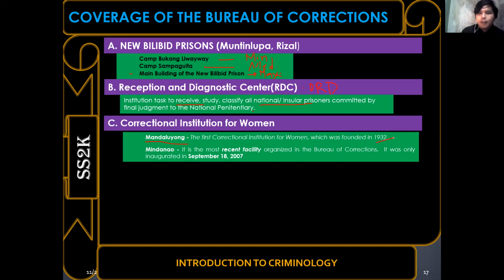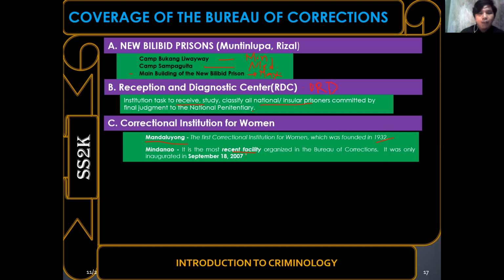Meaning to say, kapag ang babae na PDL, Person Deprived of Liberty, ay convicted ng more than 3 years na imprisonment at siya po ay taga-Luzon at Visayas, dinadala siya sa Correctional Institution for Women sa Mandaluyong. Pero kapag sa Mindanao naman, meron pong Correctional Institution for Women sa Mindanao. Now, it is the most recent facility organized in the Bureau of Corrections. It was only inaugurated on September 18 of 2007, para sa mga babae na convicted ng more than 3 years sa Mindanao.